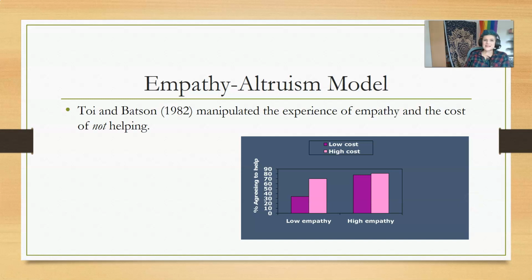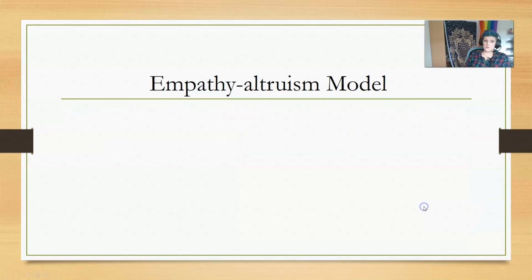Toi and Batson in 1982 manipulated the experience of empathy and the cost of not helping. As you can see, those who experience high empathy are more likely to offer help, whether the situation would have a low cost of not helping or a high cost of not helping. However, people with low empathy are far less likely to help if the cost of not helping is low. High empathizing overrode self-interest for the high empathy group.